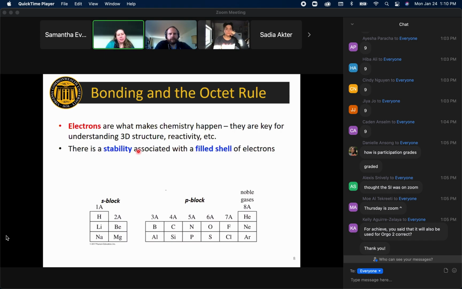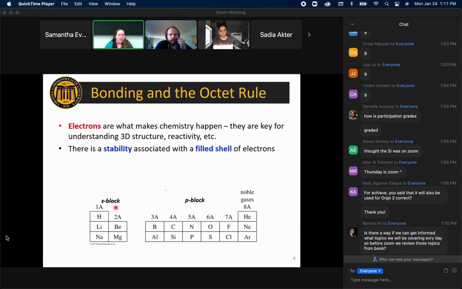So there is a stability with what we're going to call a filled shell of electrons. So what I've got here is a section of the periodic table. Here's the upper left-hand section, what's called the S block. Of course, the S block goes further down. And the P block, that's the upper right-hand side, will go further down, all the way down. But we're just looking at the top couple of rows.